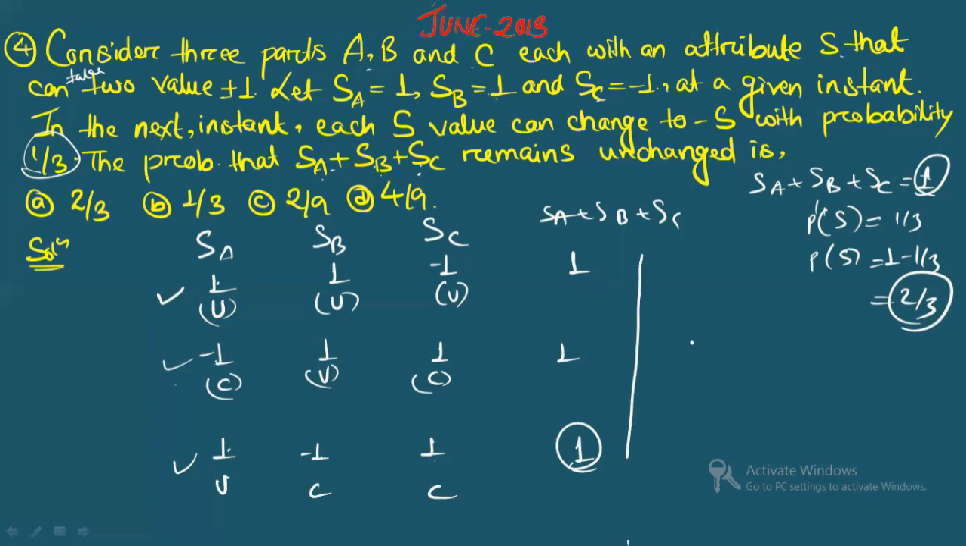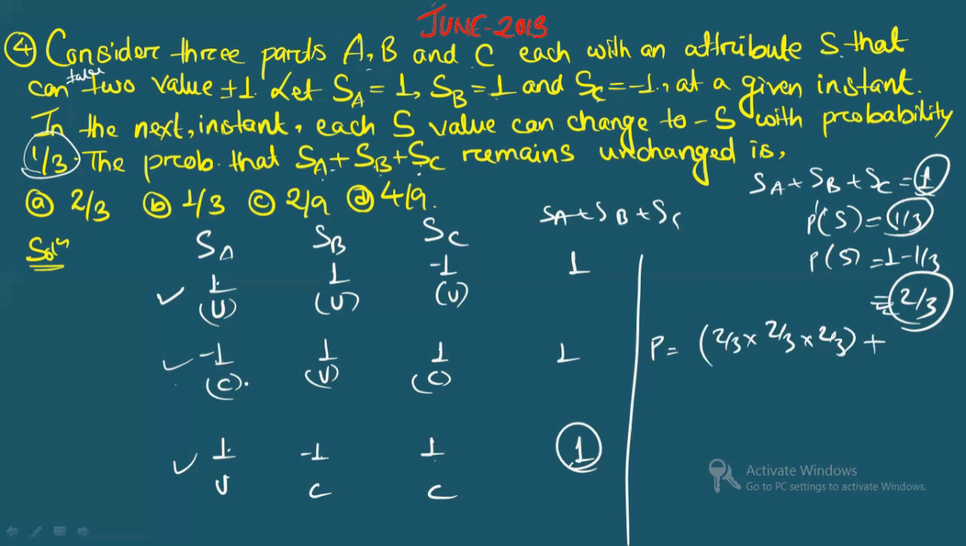Now you will have to calculate the probability that the sum is constant. So we got three instances here. Now we will calculate the probability of not changing. First, all of these three are not changing. Probability of changing is 1 by 3. Probability of not changing is 2 by 3. So for this, it will come 2 by 3 into 2 by 3 into 2 by 3.